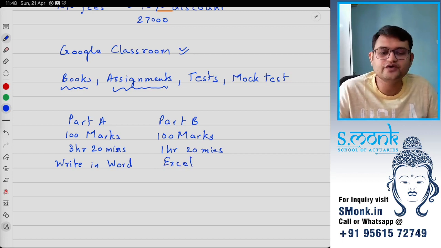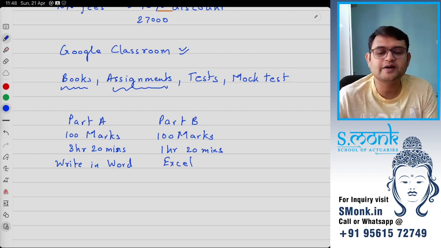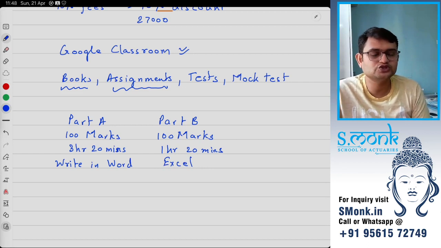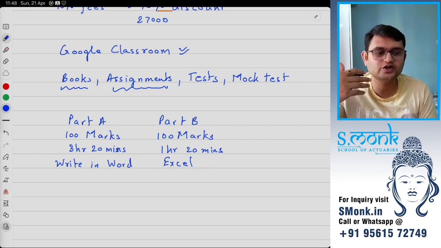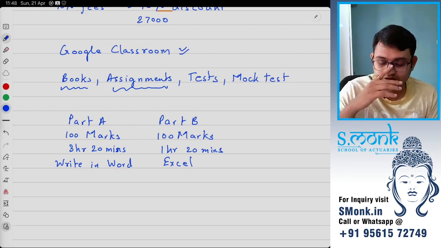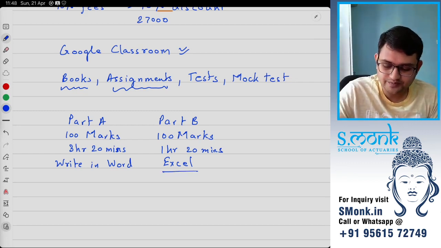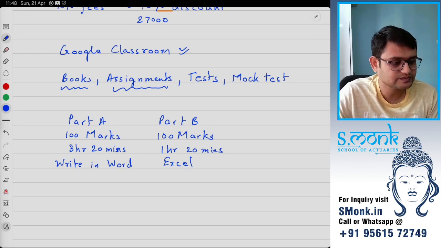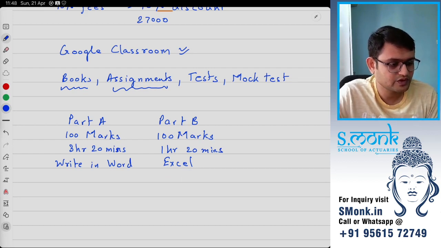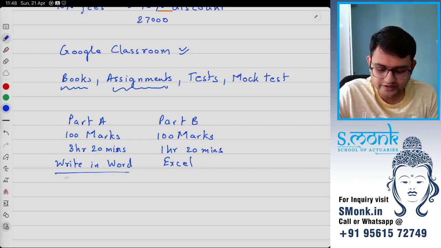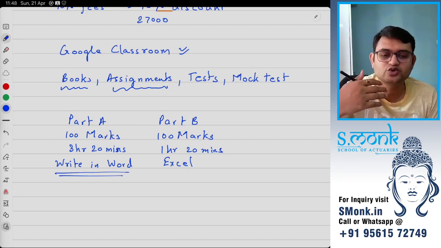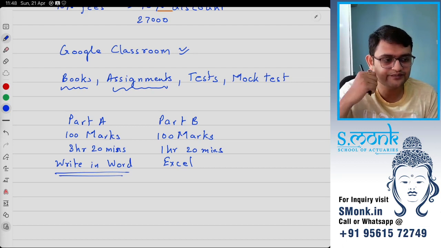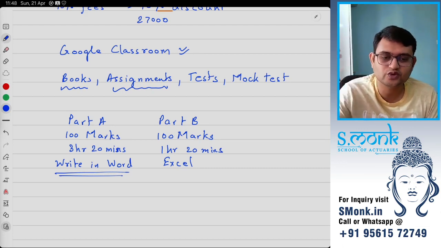Whatever we study in part A, we also have to solve in part B, that is Excel. So we will learn all the concepts and how to solve them in Excel, and you will have a separate examination for it. You will have to write in Word. I will be giving you videos on how to practice it in Word. We will be discussing it throughout our course.